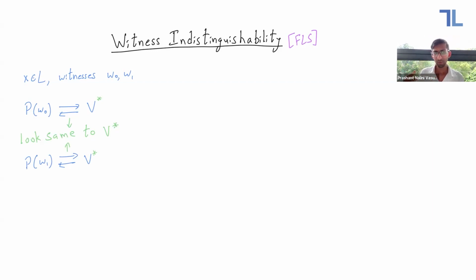Even if the verifier is actively trying to deviate from the protocol to try to figure out whether the prover is using W0 or W1, it should not be able to figure it out. This is the property of witness indistinguishability. And you can see why it has the name, because it's indistinguishable which witness the prover is using. And that's why it's called witness indistinguishability.